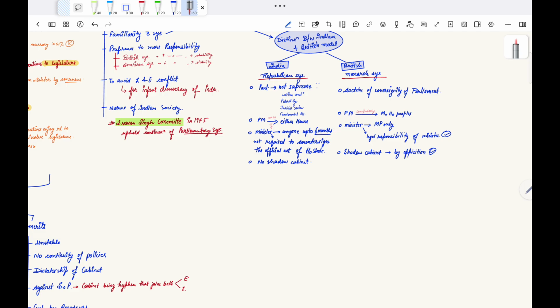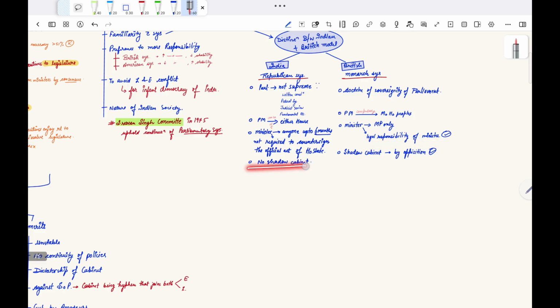Also, the ministers are required to countersign the official acts of the House of State. It says that whatever action a minister is taking, it has to be countersigned. That means the major legal responsibility lies on the one who has countersigned, that is the president, and not the minister. On the other hand, in Britain, the minister can only be an MP, and there is legal responsibility for the actions of the minister.